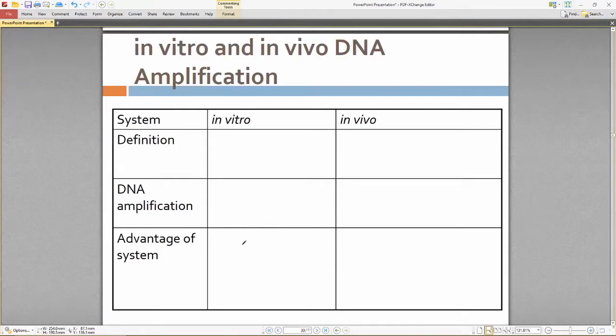So I don't know, let's look over. Basically, the definition of in vitro is like artificial, and in vivo is in a cell. We have 10 minutes, so let's cover this little slide pretty quickly. So, DNA amplification in vitro, what is it? It's PCR. And in vivo, most of the time we use bacteria. Doesn't mean it has to be bacteria, but bacteria are fast replicating and they're alive.